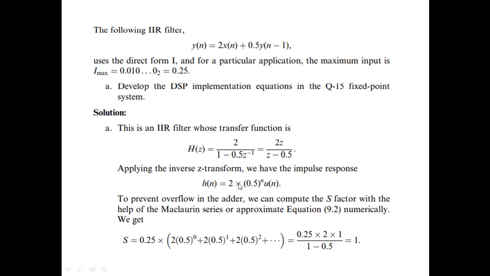Now I have to check for the range. So s is equal to 0.25. How did I get this 0.25? Because of this, right? So 2 into h of 0. What is the magnitude of h of 0? When I put n equal to 0, 2 into 0.5 power 0, u of 0 is 1, plus 2 into 0.5 power 1, plus 2 into 0.5 power 2, plus dot dot dot up to infinity, because u of n starts from 0 and goes to infinity.